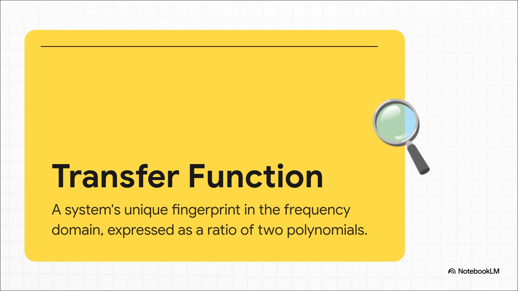Now, once we're looking through those glasses, in this frequency view, every system reveals its true identity. It's called a transfer function. And don't let the name scare you. At the end of the day, it's really just a big fraction, a ratio of two polynomials, that acts like a complete blueprint for how that system will react to any frequency you throw at it.